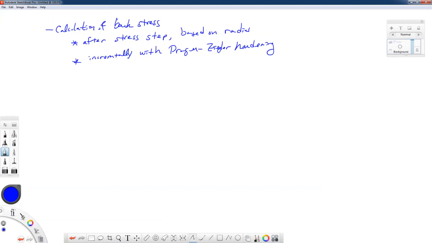And we're going to go back and calculate where that back stress should be based on what our known radius should be in deviatoric stress space. And then we're going to do the same thing, except we're going to do this incrementally with Prager or Ziegler hardening. So let's just review schematically what we're talking about, and then we'll take a look at some numbers, and then we'll take a look at the spreadsheet again.